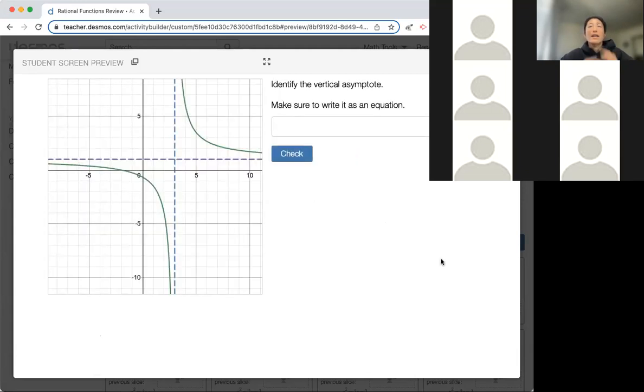Now we're going to take a look at some pictures. In this case, we have a picture of a rational function. The rational function part is this green branch and this green branch, the two that I just colored over in red. The question says, identify the vertical asymptote. Make sure to write it as an equation. Can someone tell me where the vertical asymptote is in this picture?